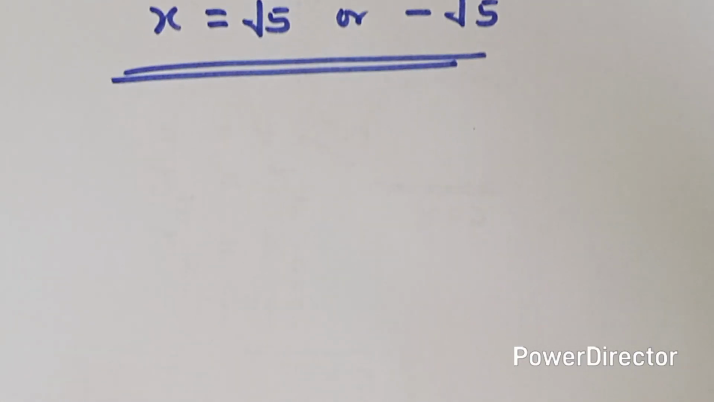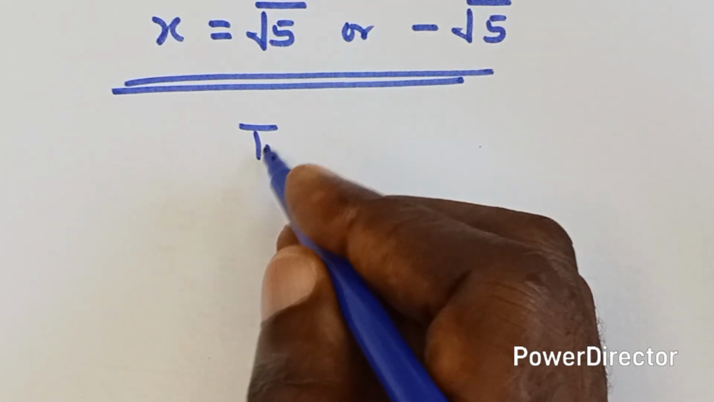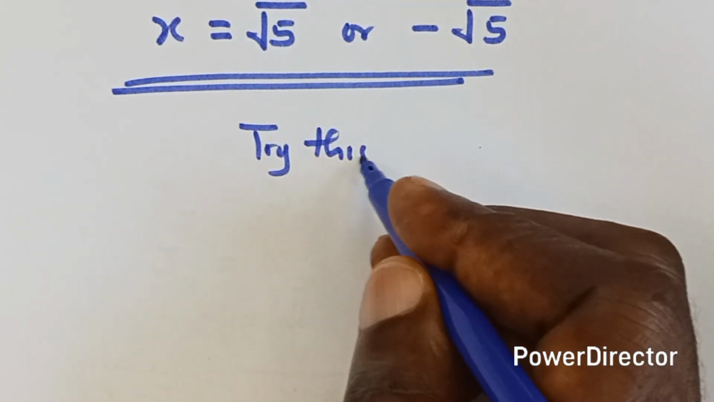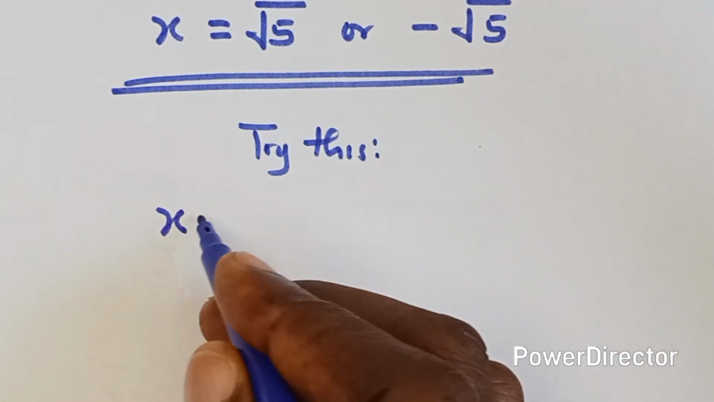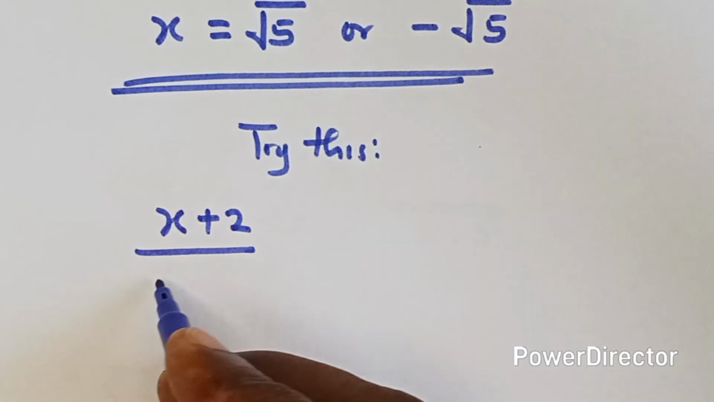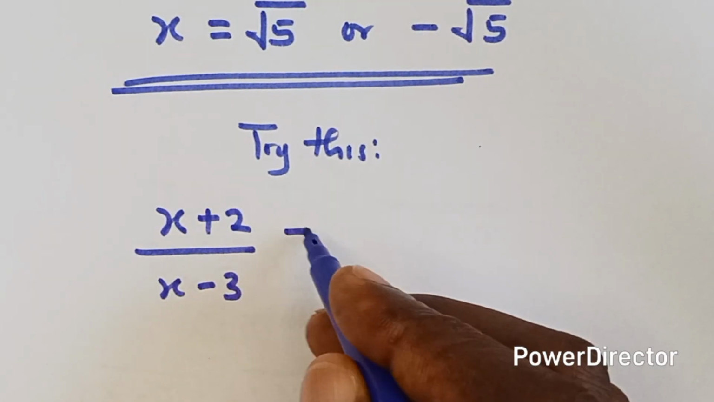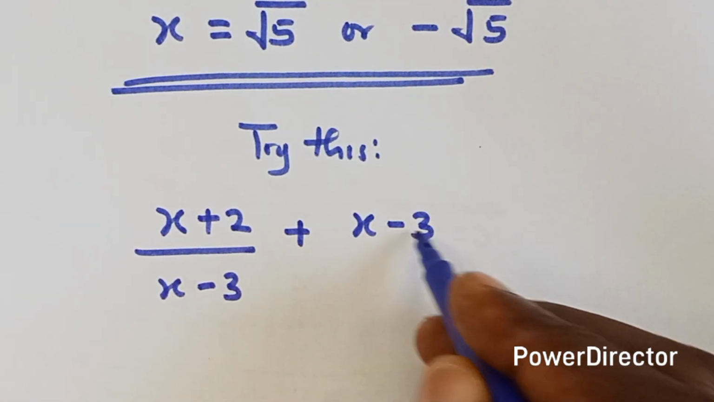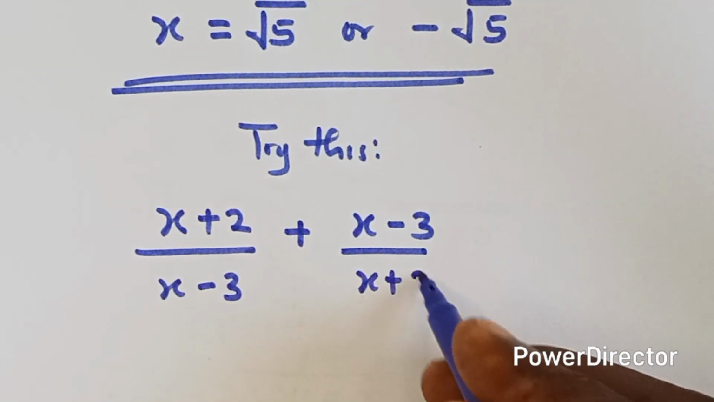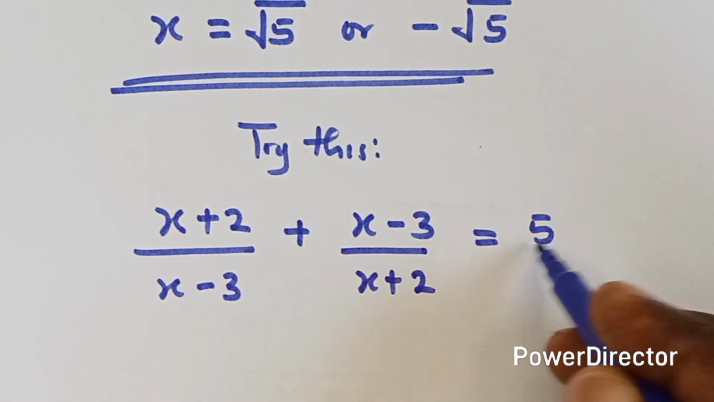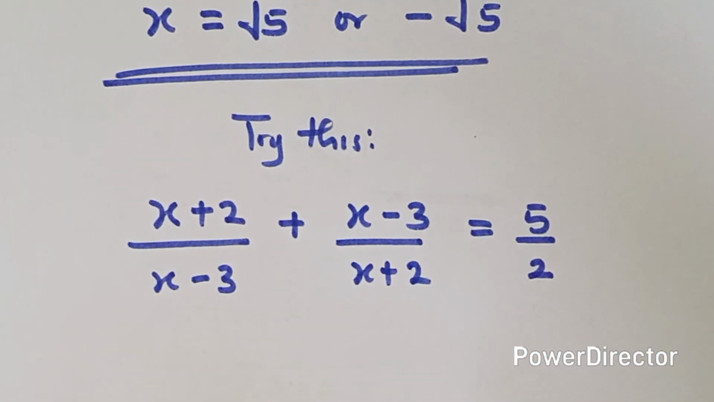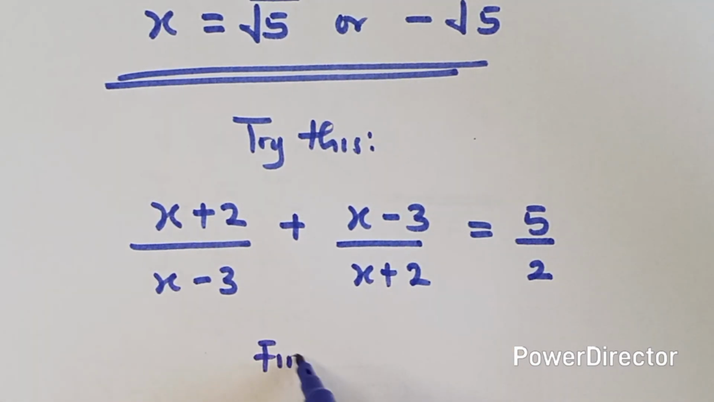Now let's do something very close to that. Let's try something very similar. We have (x plus 2) over (x minus 3) plus (x minus 3) over (x plus 2) equals 5 over 2. Alright, so let's solve this. Let's find the value of x.